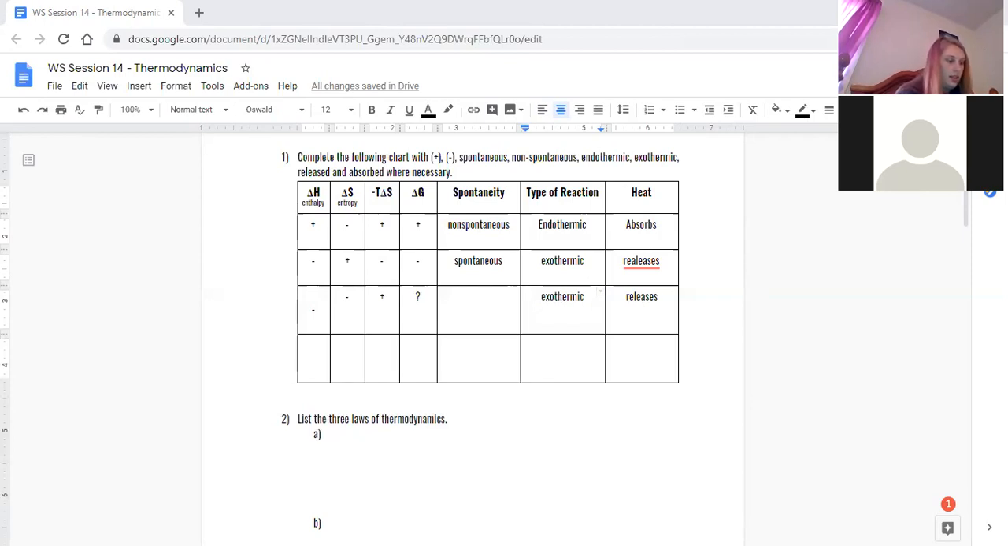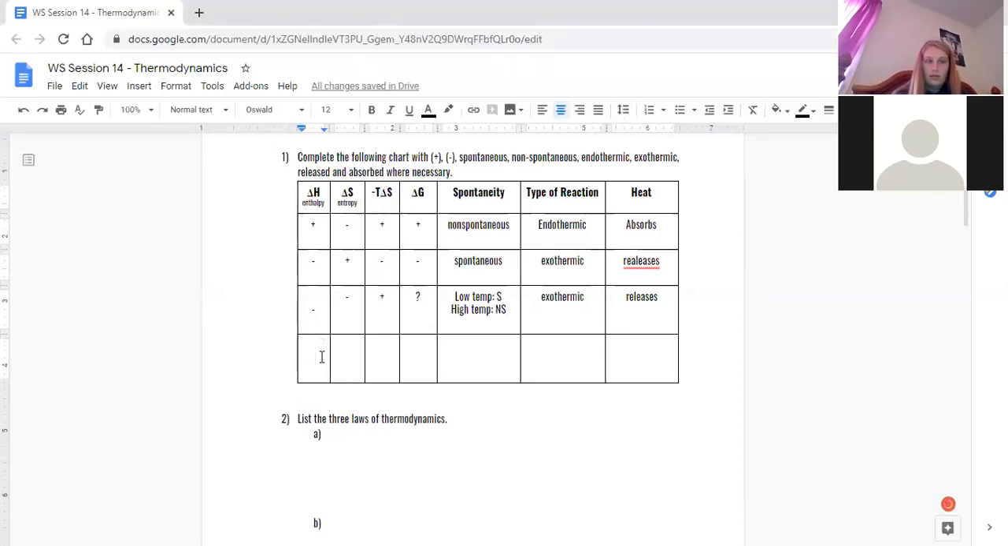And what's that? So back here, this one is going to be, if it's at a low temperature, then it's going to be spontaneous. I'm just going to write S because that's kind of a long thing. And if it's at a high temperature, then it's going to be not spontaneous, non-spontaneous.